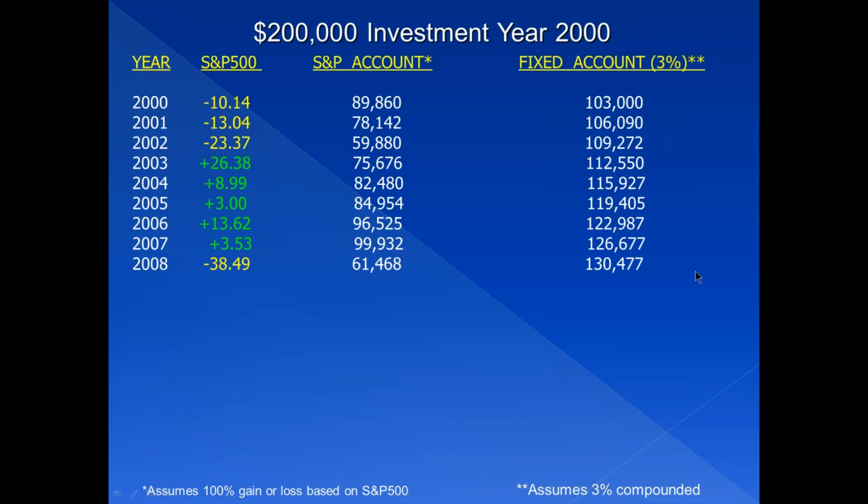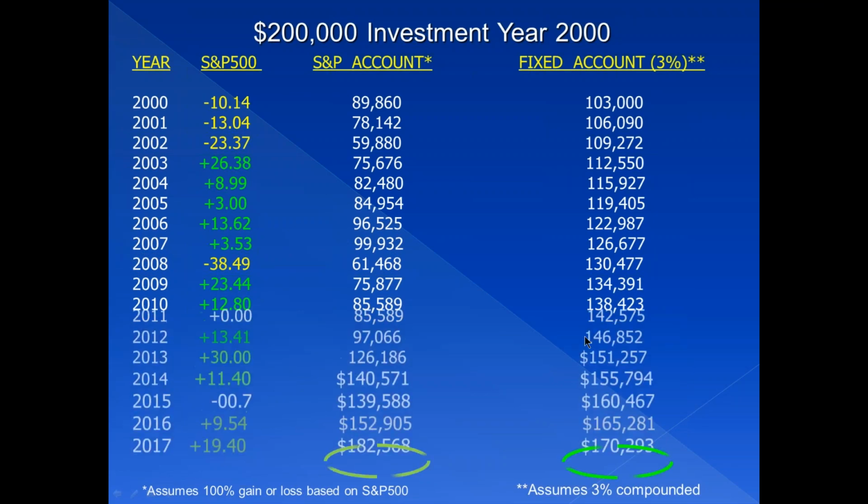Then came the unexpected crash of 2008. The S&P lost over 38% of its value. That $99,000 dropped down to $61,000, and the fixed account just continued to grow. Then we had 2 great years of growth. Now we're back to $85,000 in the S&P account, with the fixed account still just steadily growing.